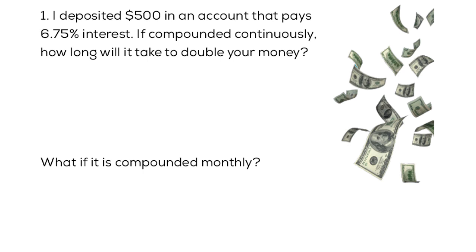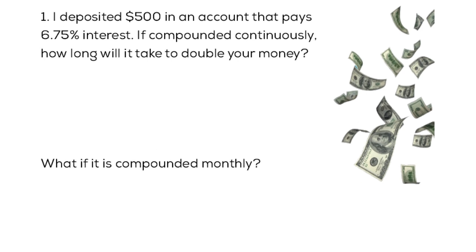Okay, so since it's compounded continuously, you should be using your PERT formula, A equals P e to the rT. And the A is your ending amount. Since I'm trying to double my money, I know that I'm going to end up with $1,000. My P is my initial, which is 500. e to the 0.0675 t. And then I'm going to solve this for t.